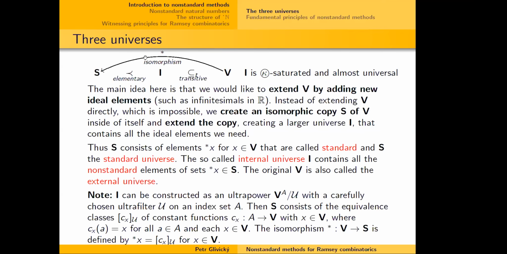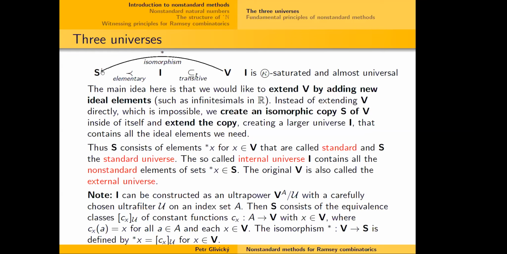Okay, so this is again the same picture as on the top of this slide. The main idea why we are using this picture is that in the classical world of mathematics, in V, the universal class of all sets, we don't have such things as infinitesimals in real numbers or infinitely large natural numbers. And we would like to add them somehow. Of course, we cannot add anything to V because V already contains everything. So we do a trick. We create an isomorphic copy of the universal class, call it S. So there is some isomorphism which creates a copy. That's a very important mapping called star, which I will be using all the time during this talk.